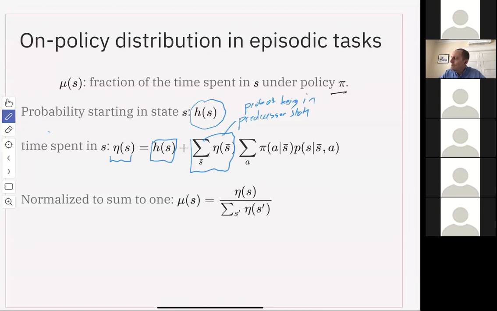times the probability of going from that predecessor state to a new state. And that's a probability based both on the environment and on the policy. So basically, if we're in state S bar, what's the probability of taking a particular action and then that action leading to state S?